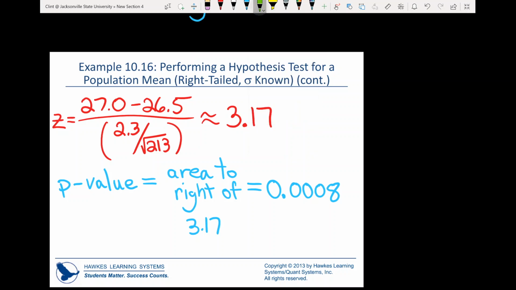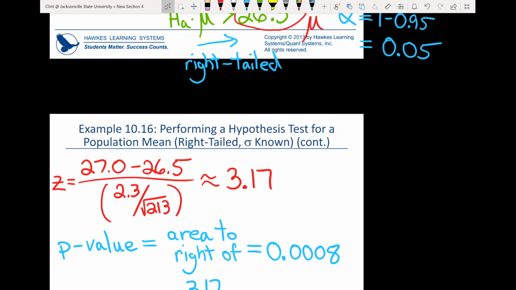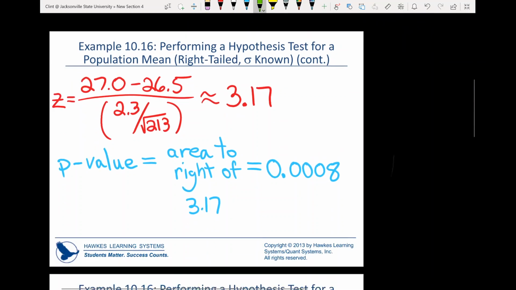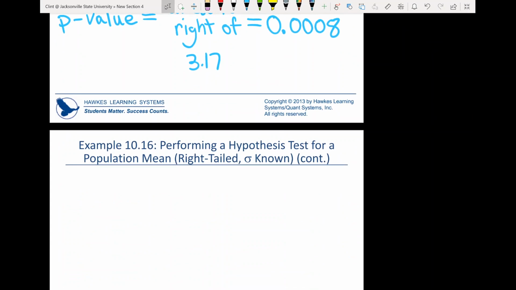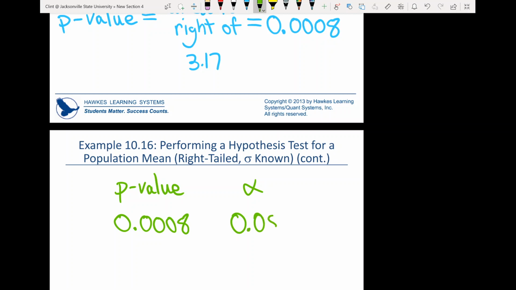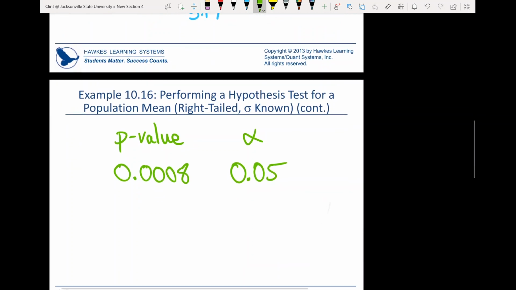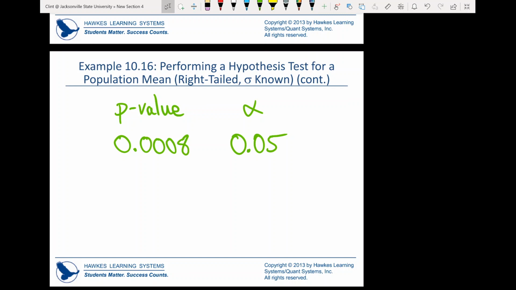So now the only thing we have left to do is compare our p-value to our significance level, alpha. Okay, so here our p-value is 0.0008. Our significance level, alpha, was 0.05. Okay, so what's our comparison? Our p-value is smaller than our alpha, so our p-value is less than alpha, a small p-value. Remember, if the p-value is low, what do we do? We reject the null hypothesis. That would be our conclusion.